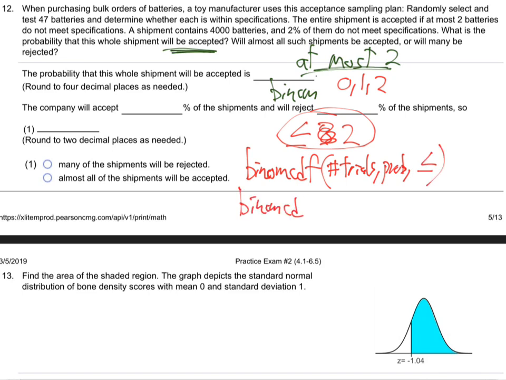So binom CDF, number of trials is what? 47 batteries, I think, right? 47 batteries. And what's the chance each time? 0.02. Yeah, it's right here. 2% of them are bad. They don't meet specs. 0.02. And we want to get less than or equal to 2 bad ones. How are we doing? Is that making sense a little bit more about the binom CDF? You always want the number in here. Well, it only takes a number less than or equal to.